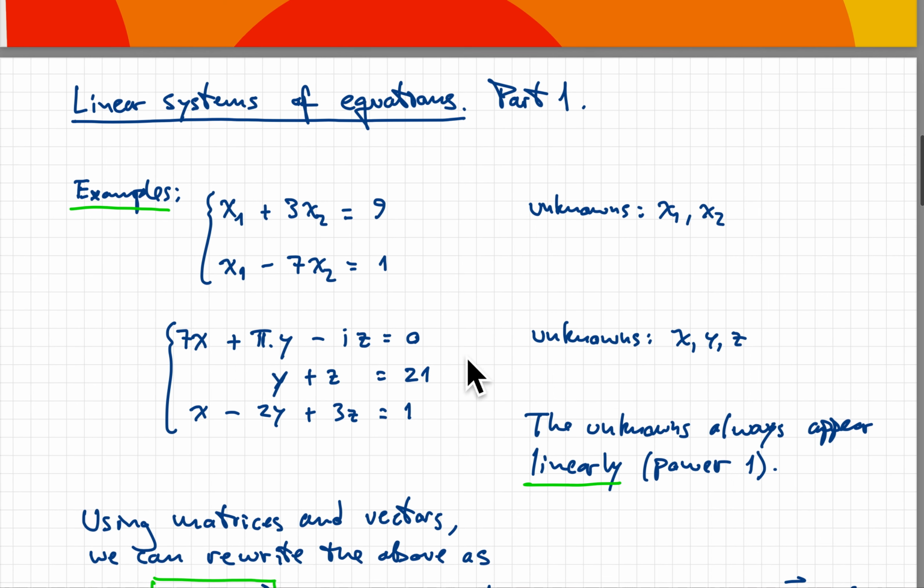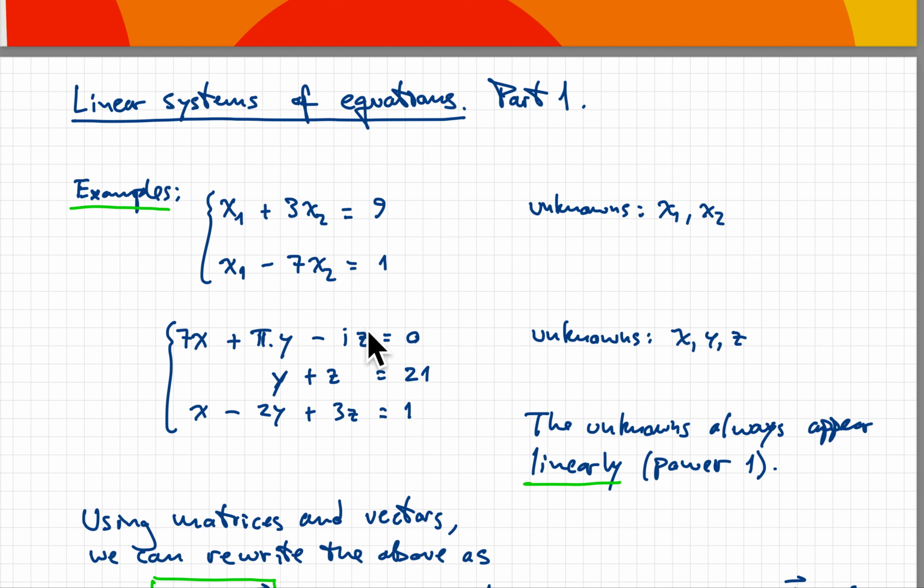And similarly, here in the second example, we have x, y, and z as our unknowns, and we have some coefficients like 7, pi, I, the imaginary unit, 2 and 3, minus 2 and 3, and so on. And we have a right-hand side here, which is 0, 21, and 1. So this is written in a very conventional way, where all the unknowns appear to the left, and there are some right-hand sides that don't depend on the unknowns at all.